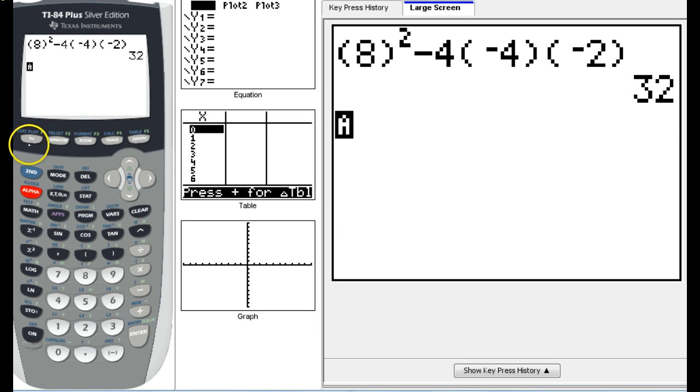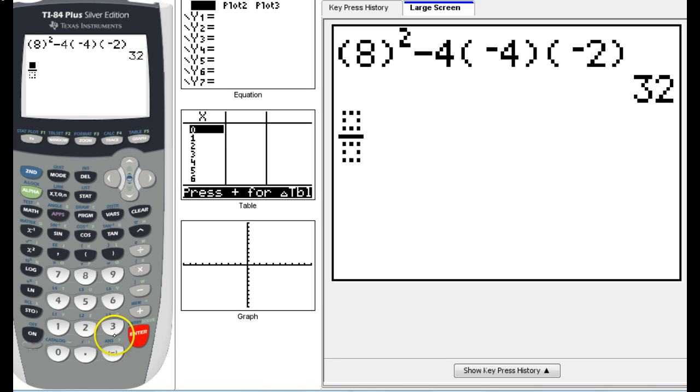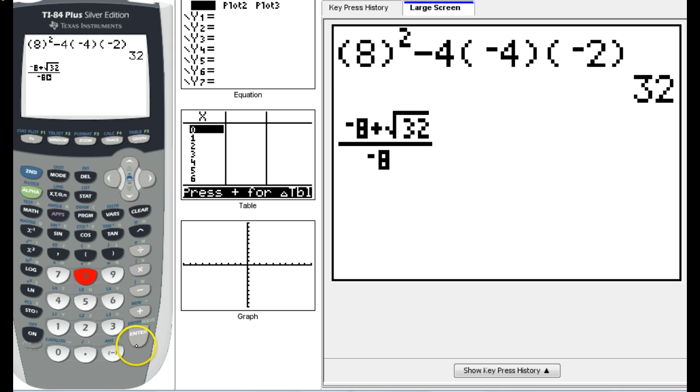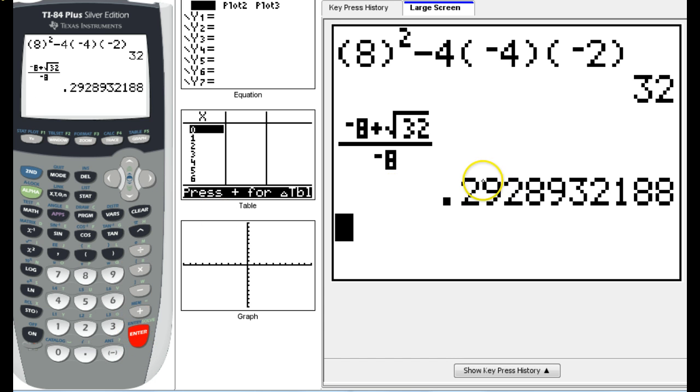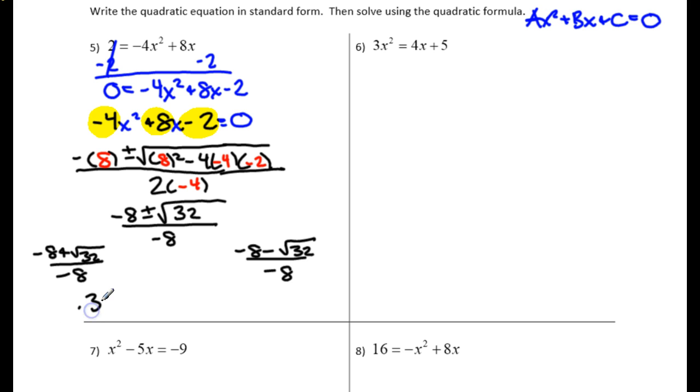So remember, get your fraction. The shortcut is alpha y. Choose number 1 and over d. So this was going to be negative 8 plus the square root of 32. That's our top. And the bottom was negative 8. Hit enter. And we get this long decimal. Remember, we're going to round it to the first decimal. So instead of 0.29, this number tells me to round the 2 up. So here we have positive 0.3.